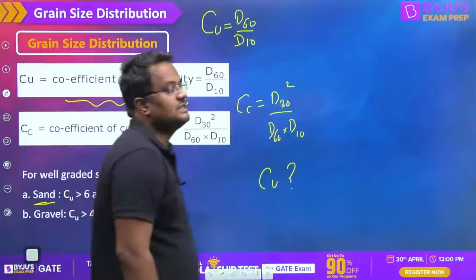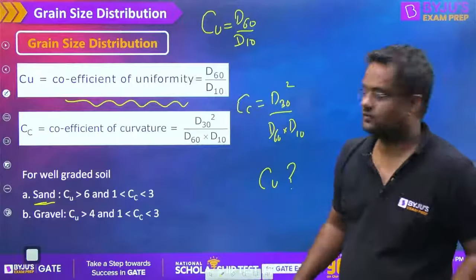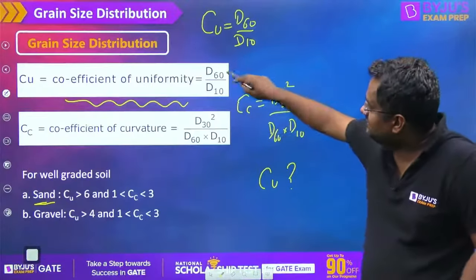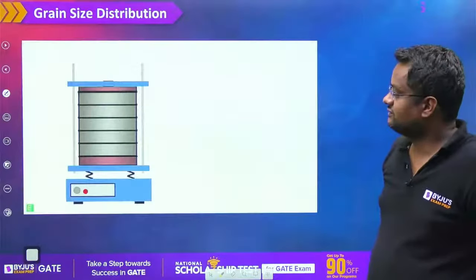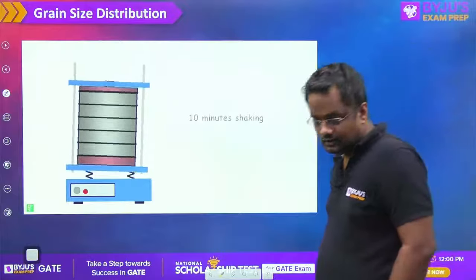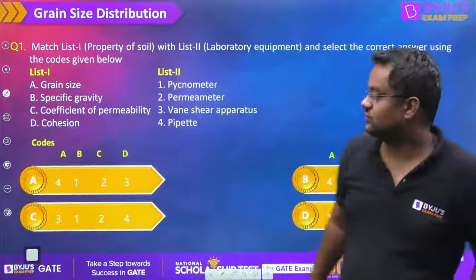Okay, see, when it is perfectly uniformly graded soil, that means all diameters are the same, so D60 and D10 are the same. In that case, Cu will be 1. Got it? Now, let us do a question.